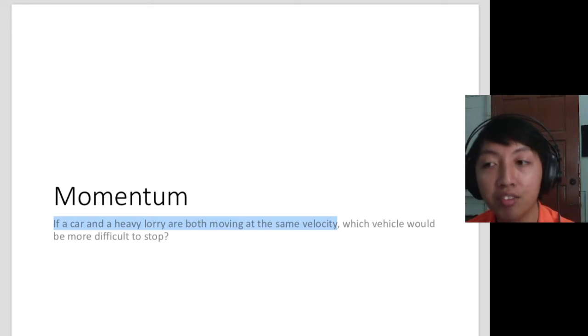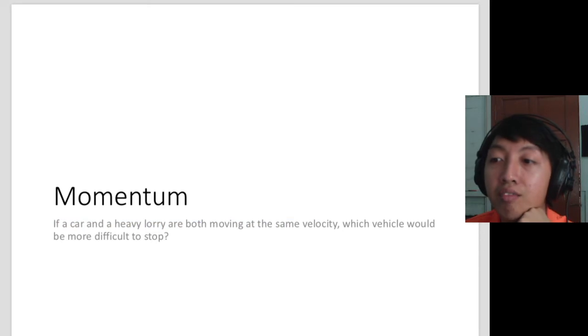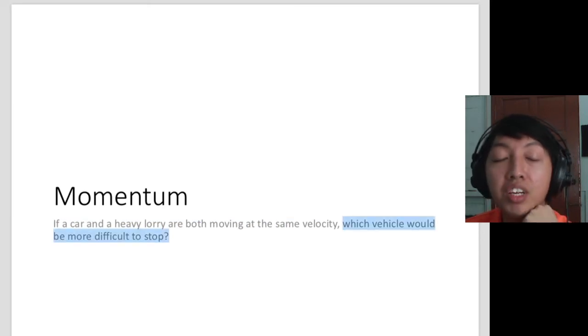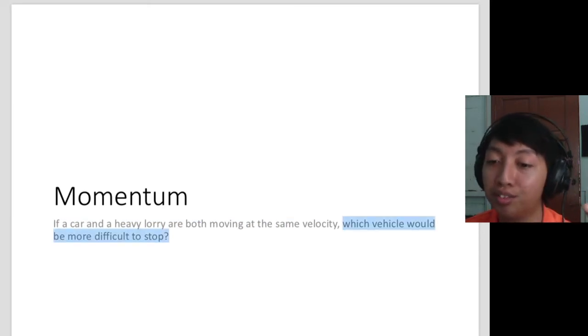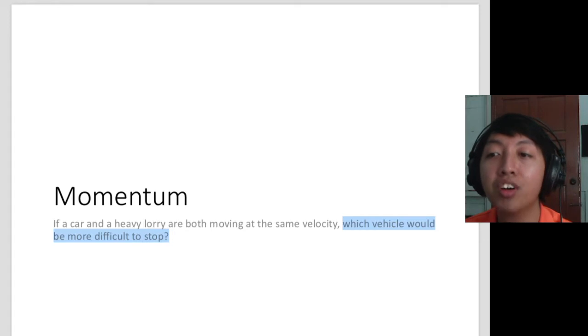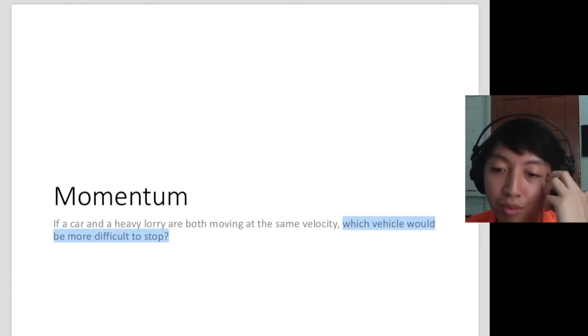Okay, if both of these vehicles are moving at the same velocity, which vehicle would be more difficult to stop? Okay, between those two. Okay, don't overthink this. The answer should be obvious, but which one is more difficult to stop? What do you think?